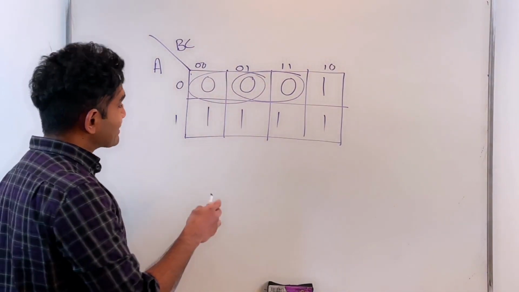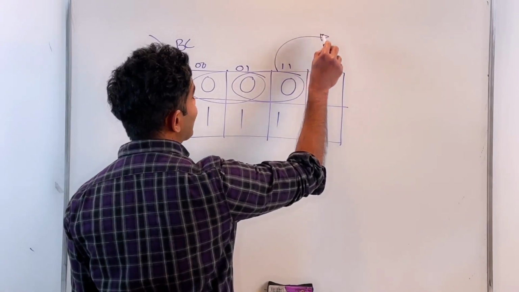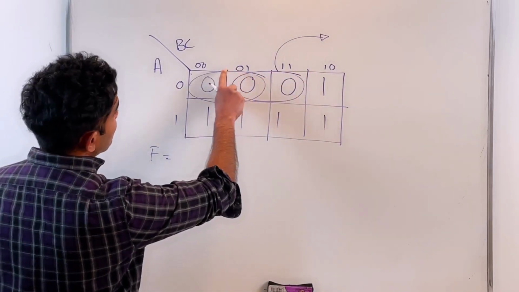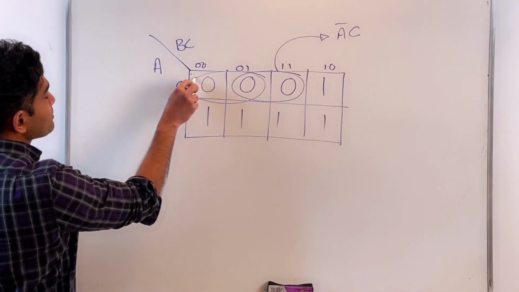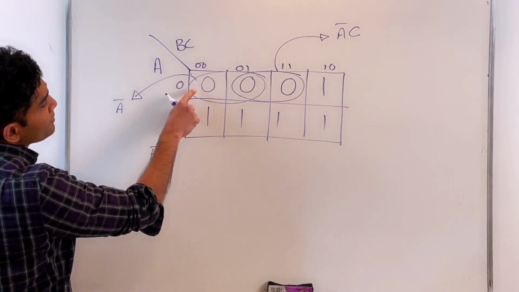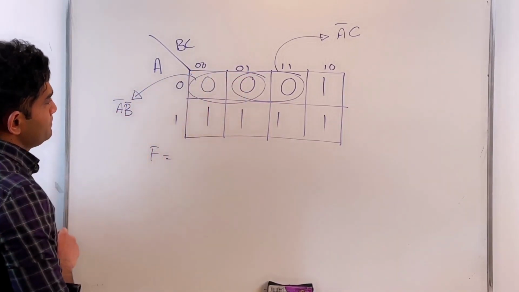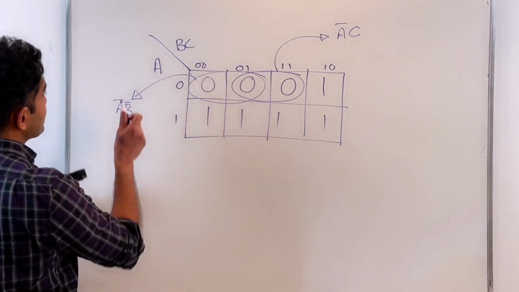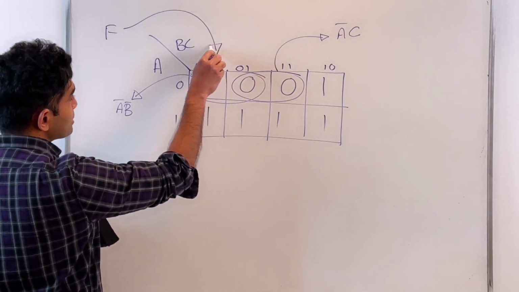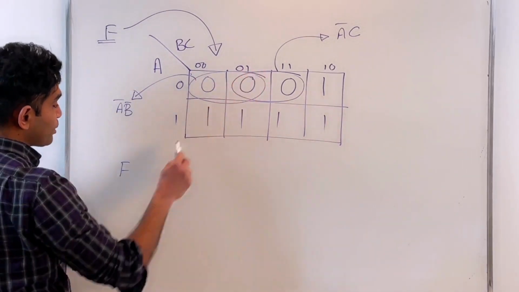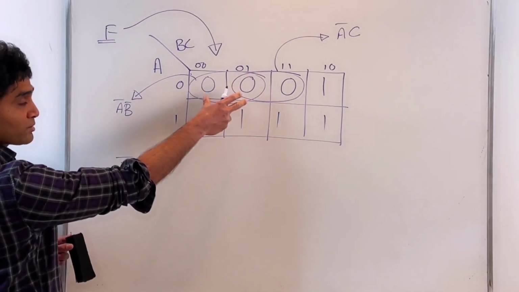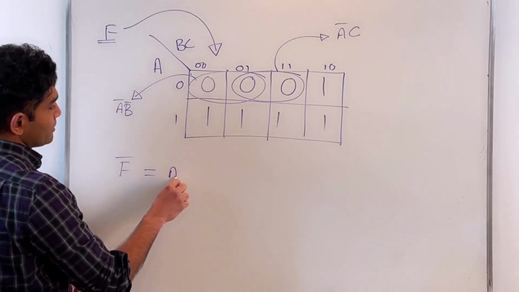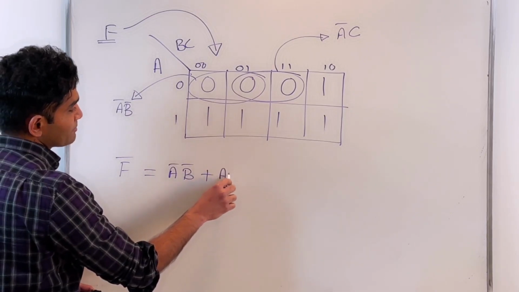Now, when I combine them and write my function, the product term corresponding to that would be A prime C. The product term corresponding to this is A prime B prime. If these two tables correspond to the function f, then the function I get by writing these as product terms is going to be f prime, because I'm choosing zeros. So f prime is going to be equal to A prime B prime plus A prime C.